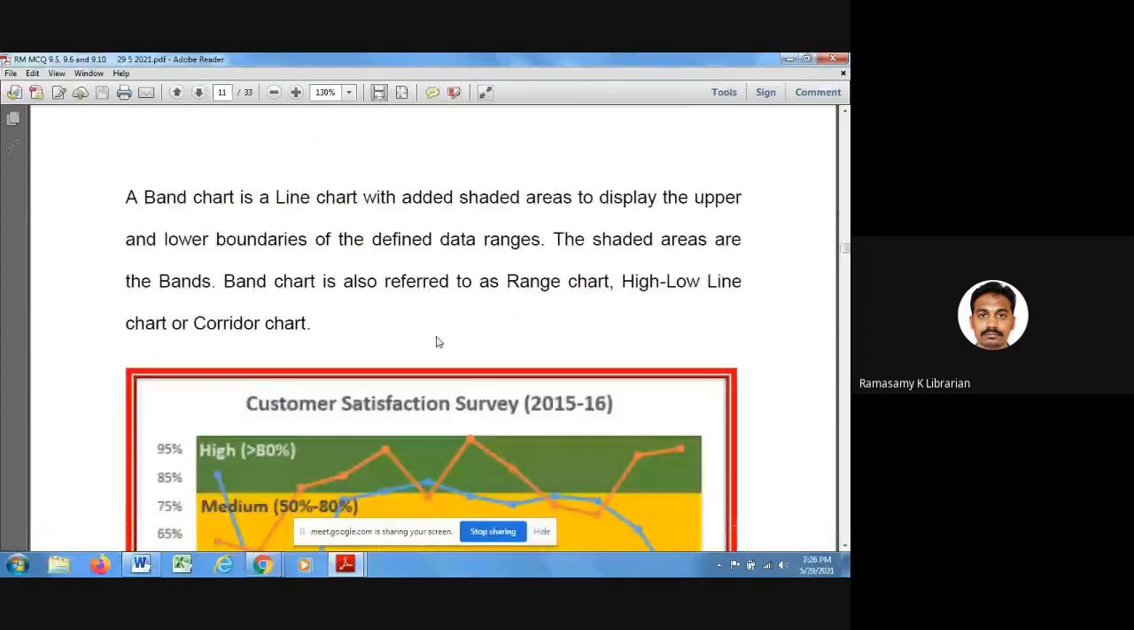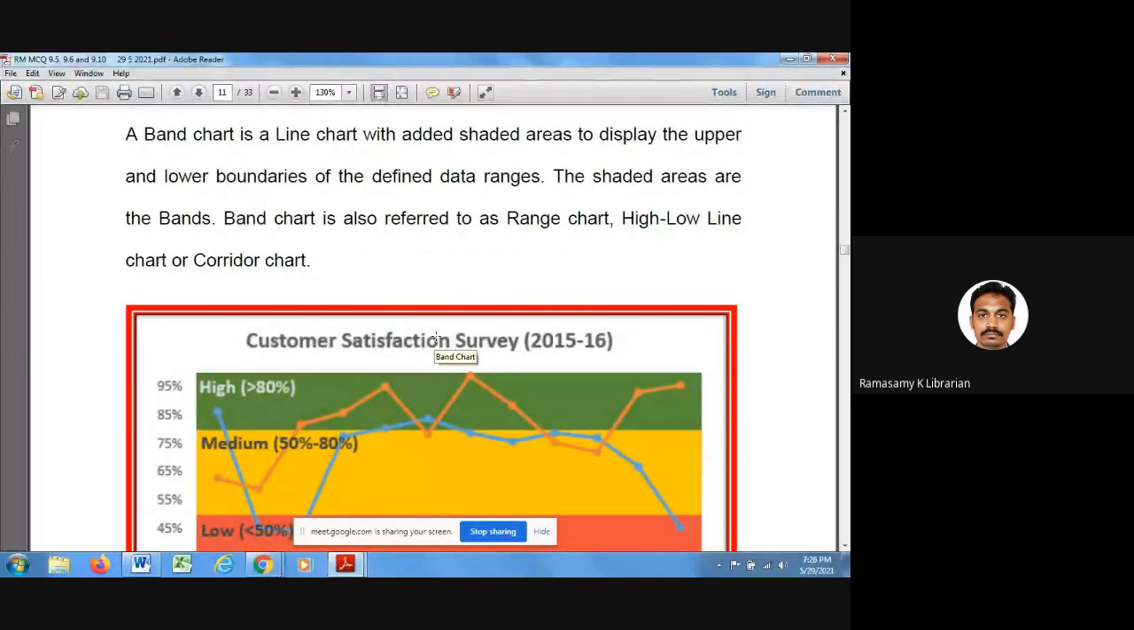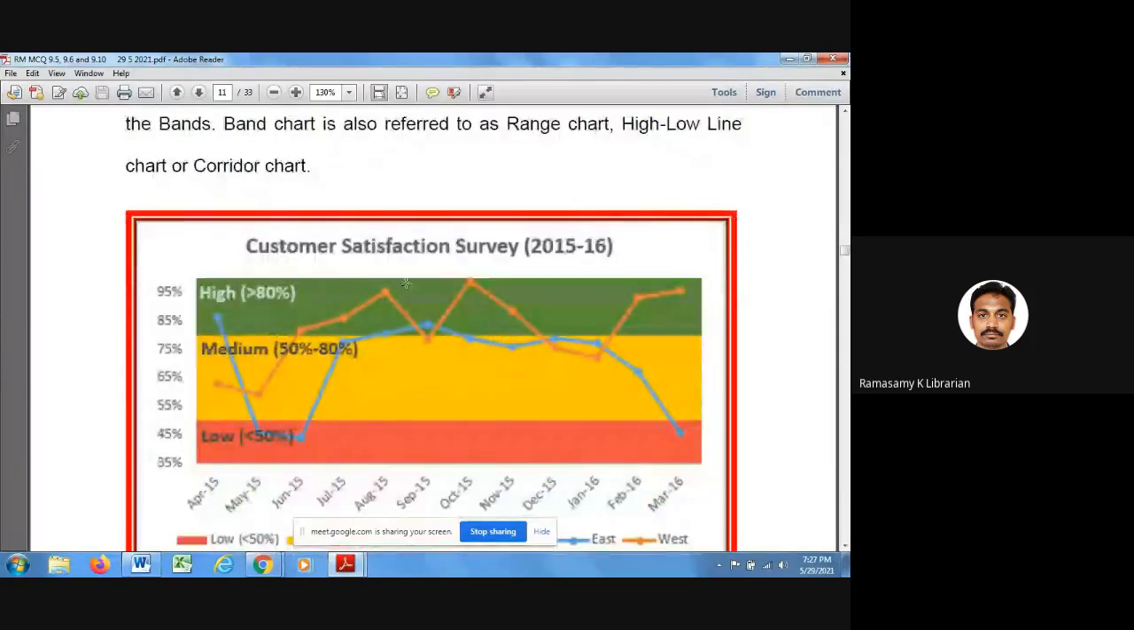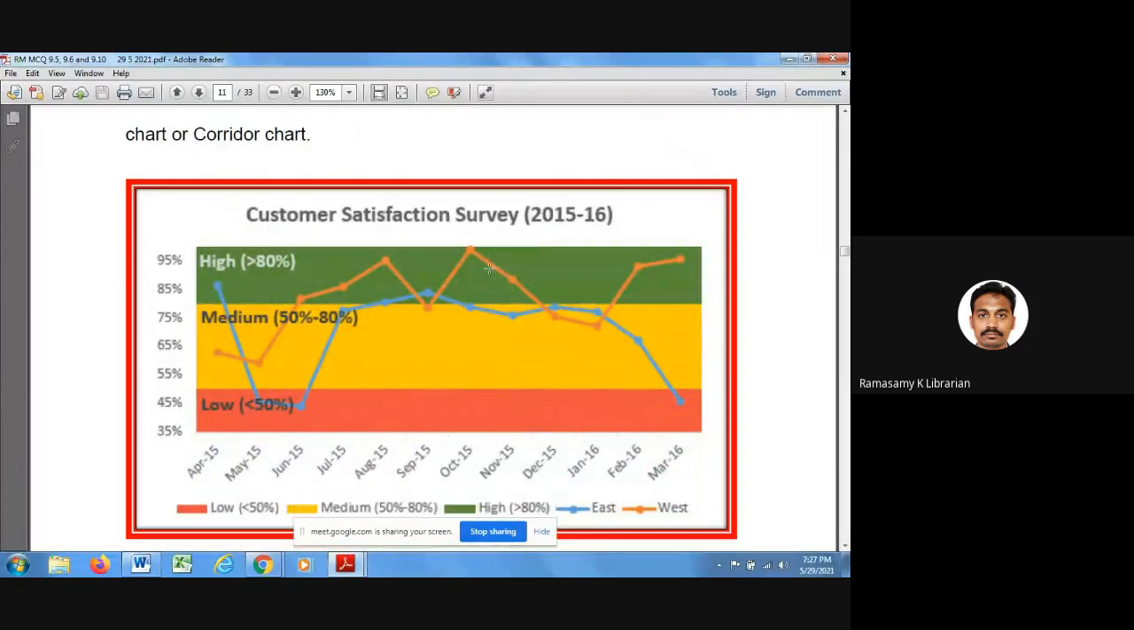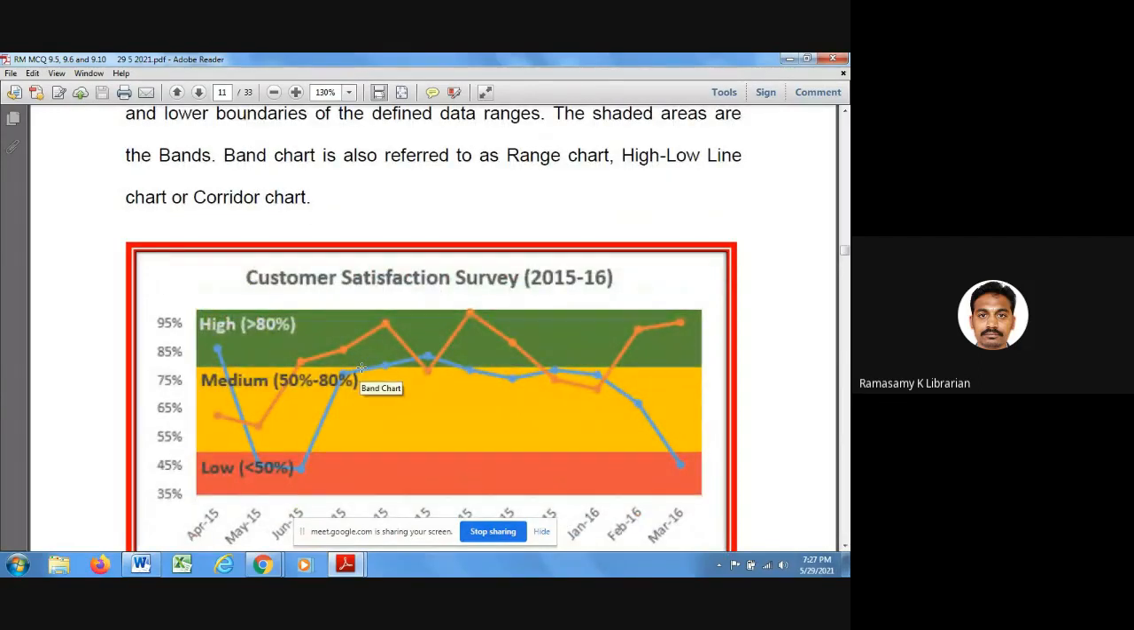So this is a band chart. A band chart is a kind of line chart, but here we are going to have some added shaded areas, whenever you want to show the upper and lower boundaries of a defined data range. You collect data from some customers, and you might have fixed the lower boundary, the upper boundary, and the middle boundary. So apart from these line graphs, we have shaded areas in 3 different colors to show 3 different boundaries of the defined data ranges of your research work.